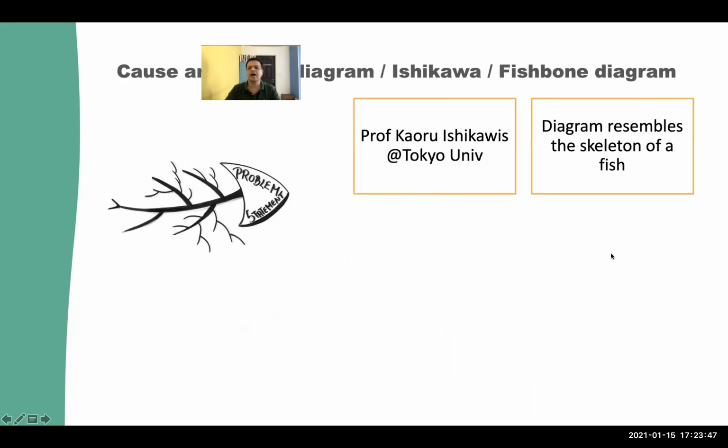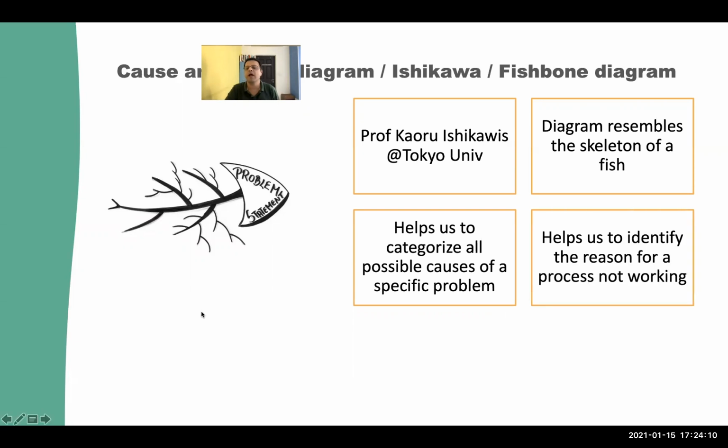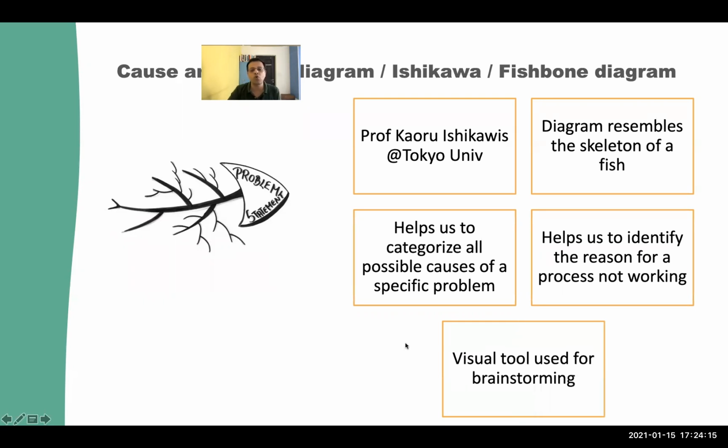What he did was, this diagram resembles the skeleton of a fish. As you all know, Japanese love fish and rice. For them, it is an integral part of their survival and existence, and they understand this fish so well. So the diagram resembles the skeleton of the fish, and the head represents the problem statement. It helps to categorize all possible causes of a specific problem and helps us identify the reason for the process not working. It is a visual tool for brainstorming. Before getting into the brainstorming, if you're able to get a pictorial representation of the causes for this problem, you'll be able to do it better.